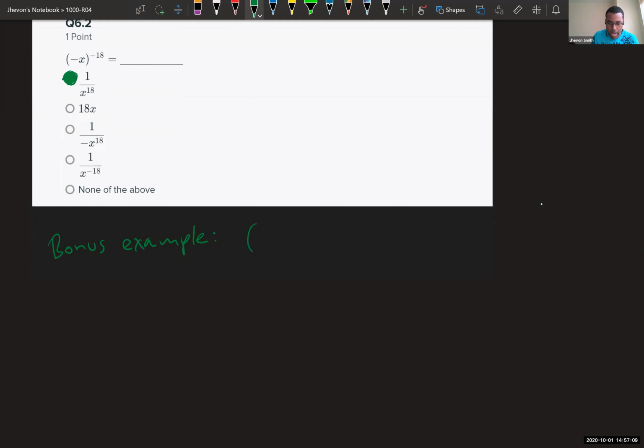Okay, what if I had minus x to the minus 19? What would your answer be? One over negative x to the 19. Right, so that one you'd keep the negative power, right? That option here was kind of teasing you to do that.